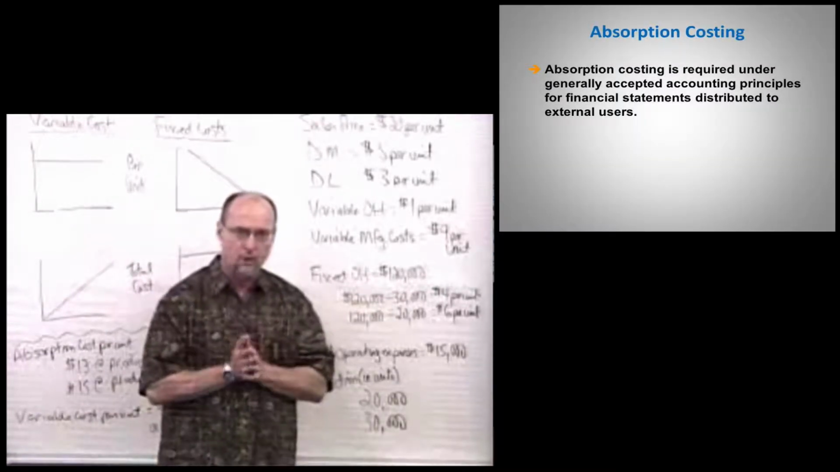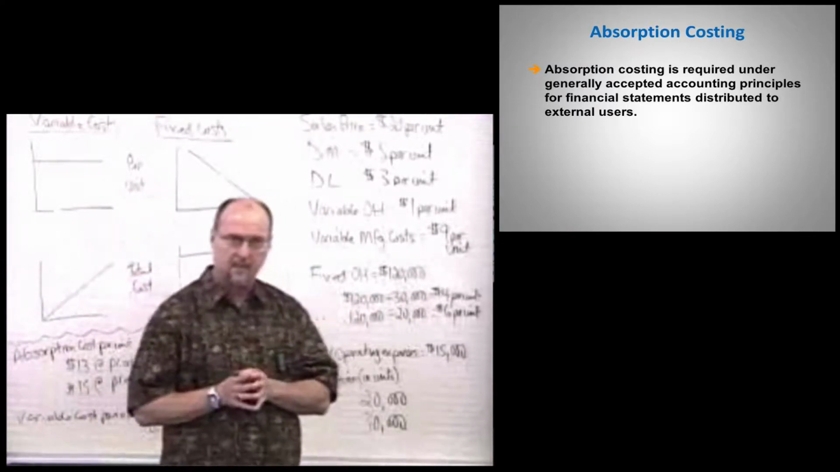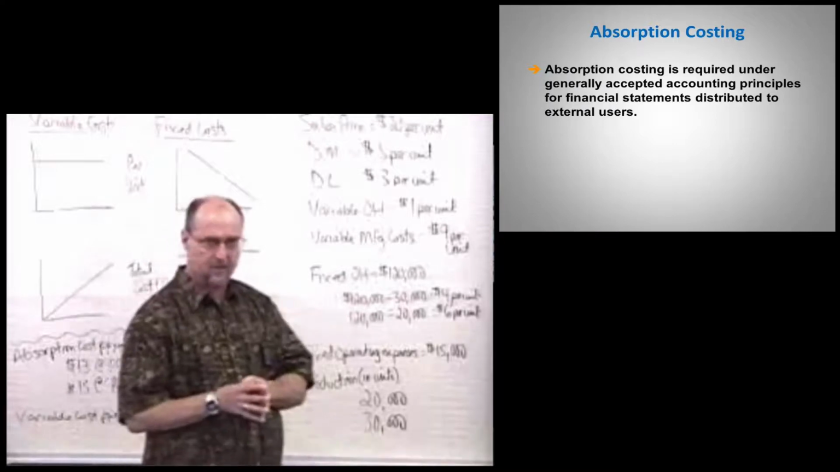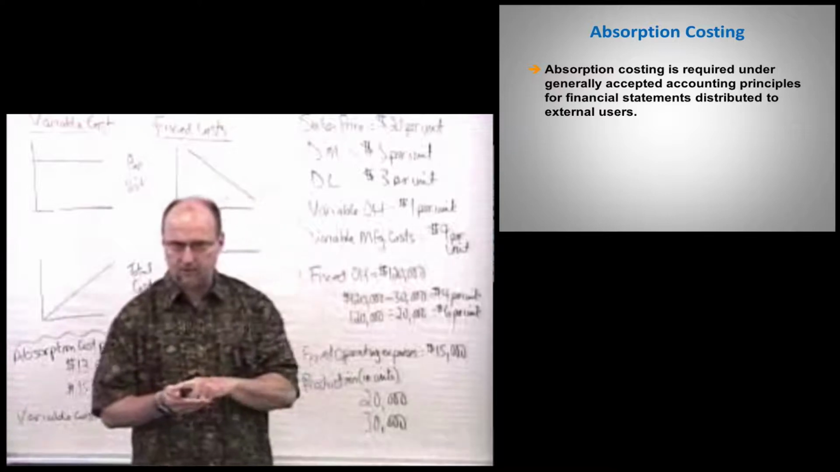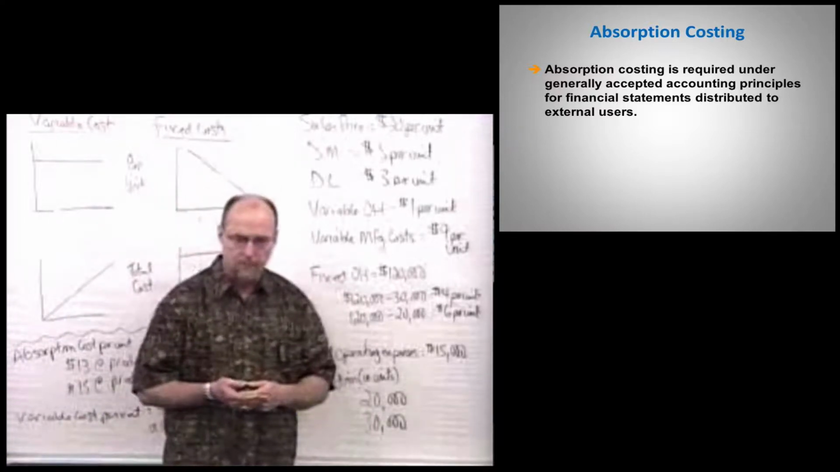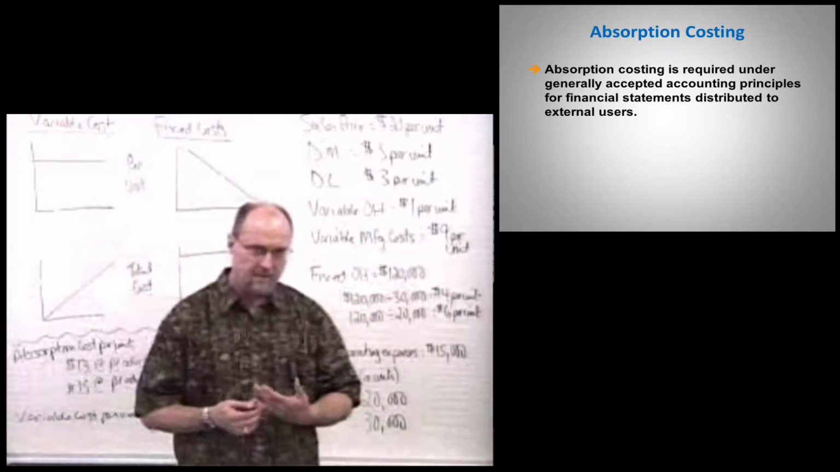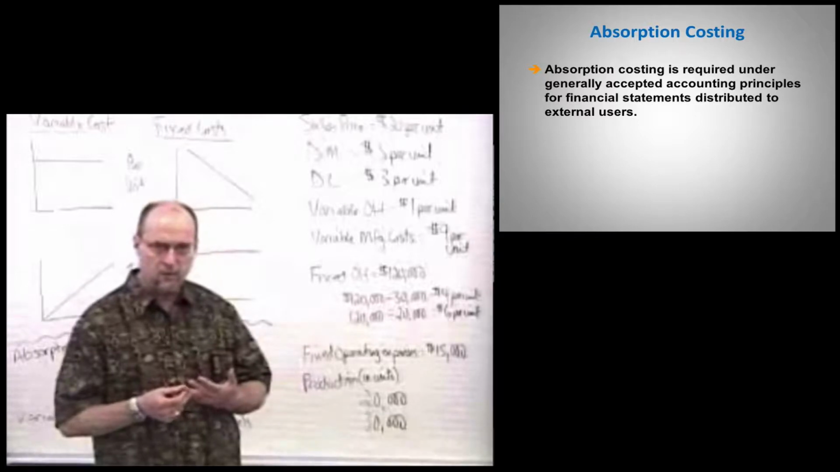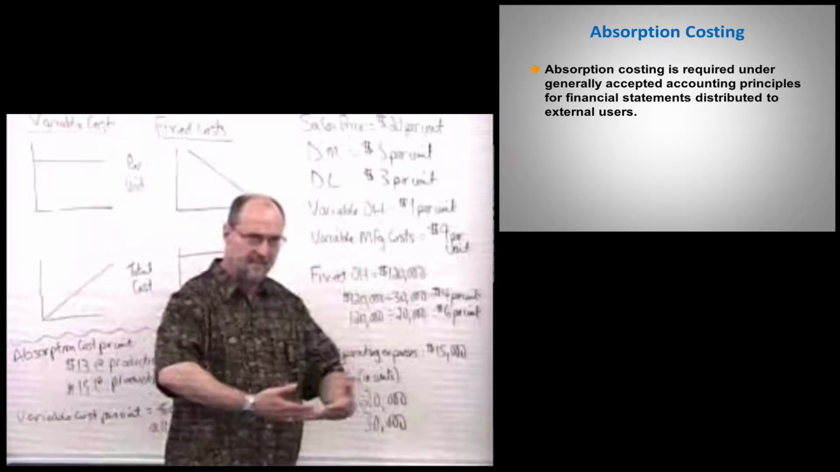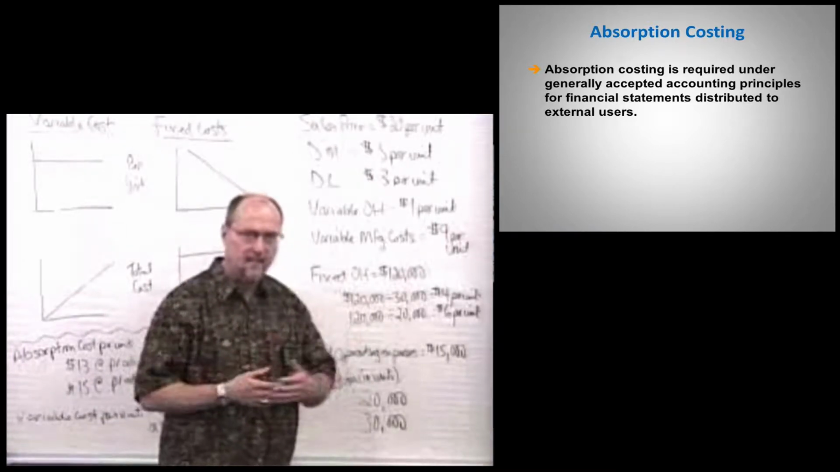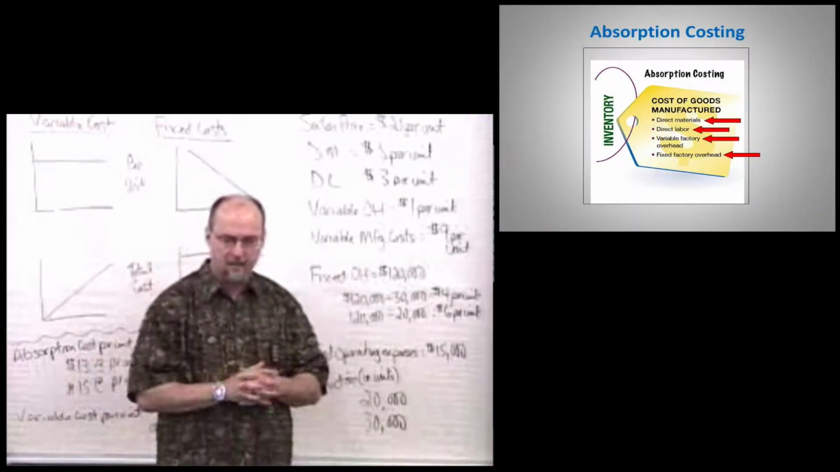Okay, so absorption costing is required under GAAP, generally accepted accounting principles, when we prepare financial statements for external users: the government, investors, banks, customers, vendors, etc. We have to use absorption costing. And the reason they call it absorption costing is that the cost of goods sold and ending inventory will include fixed factory overhead. We're going to absorb it into the inventory and ultimately into cost of goods sold. We're going to compare that to the concept of variable costing.